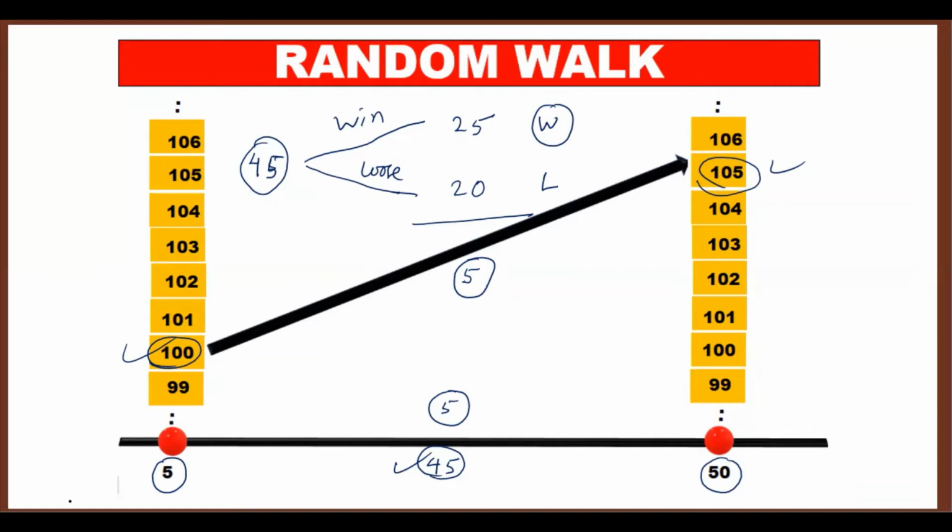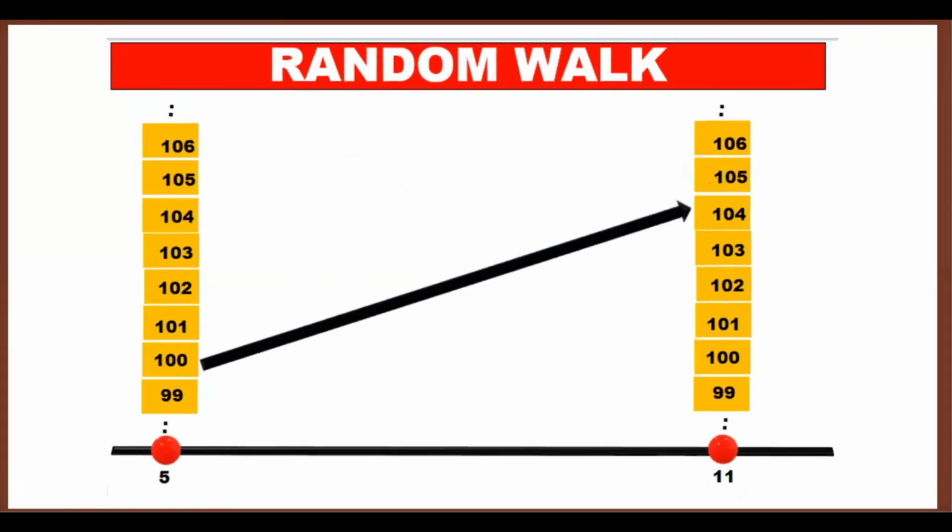So we can write this way. 20 or 25, whatever you want to write, doesn't matter, they're the same. 45 choose 20, P power 25, Q power 20. This is the binomial probability.